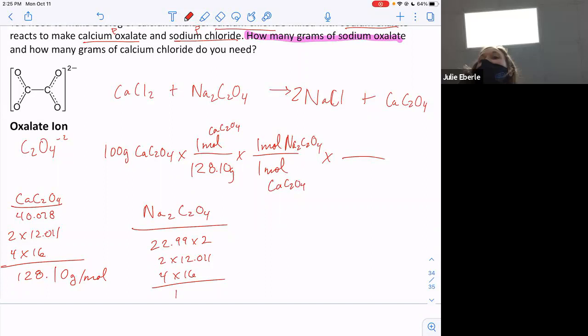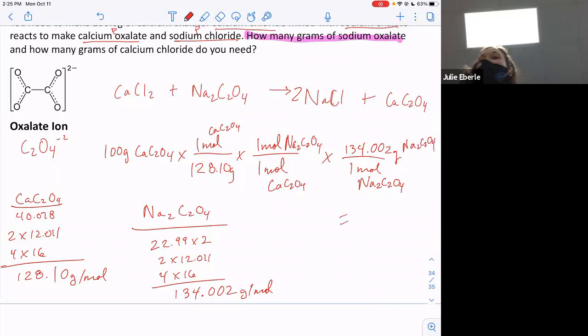Did anybody double check that? Okay, awesome. 134 point what? 0.002 or 0.22? All right. Okay, so then we're going to multiply by this. So for every 1 mole of Na2C2O4, it's 134.002 grams of your sodium oxalate.